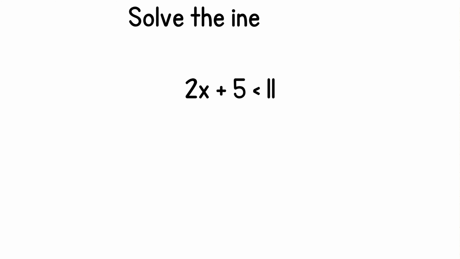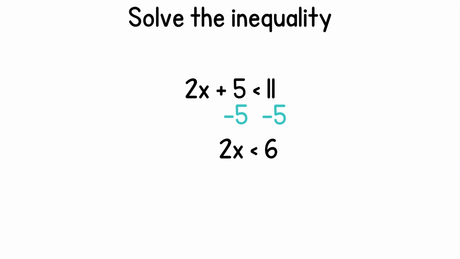Let's practice by solving some inequalities. Our first example is 2x + 5 < 11. We'll start by subtracting 5 on each side. This gives us 2x < 6. Now we'll divide both sides by 2, which gives us x < 3.